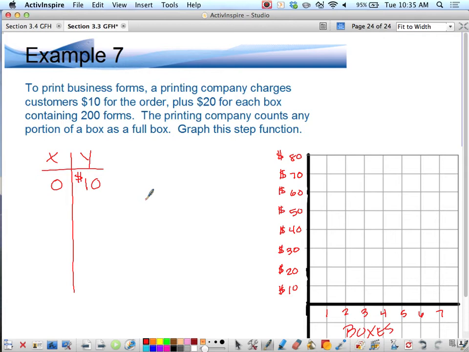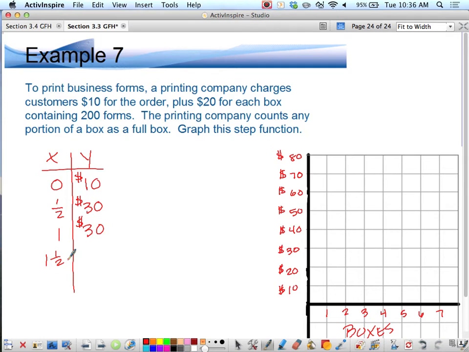If I buy half a box, they're still going to charge me what? $20 plus the 10. So they're actually going to charge me $30. What if I buy a whole box? Still going to charge me $30. Okay. What if I buy 1.5 boxes?